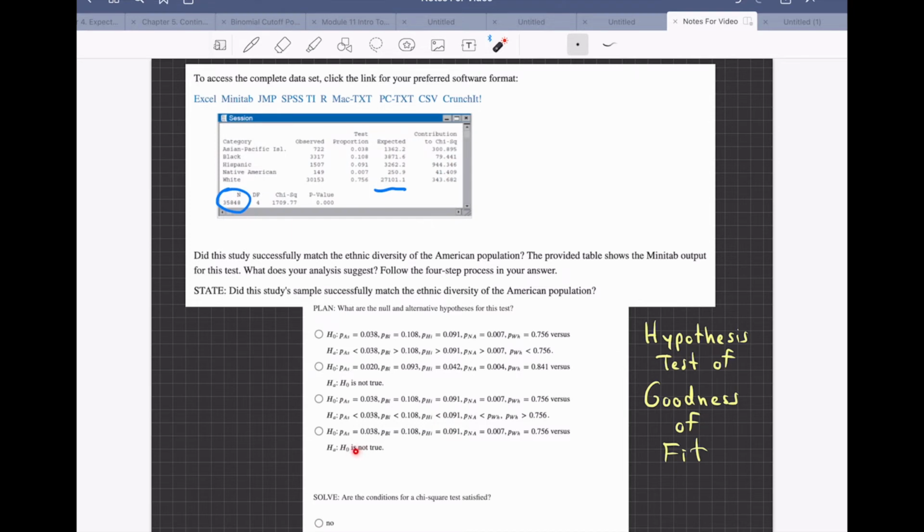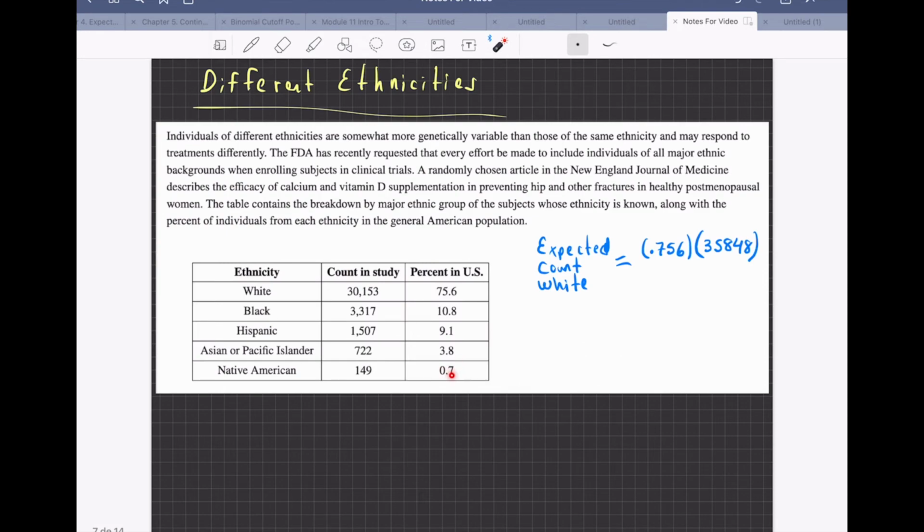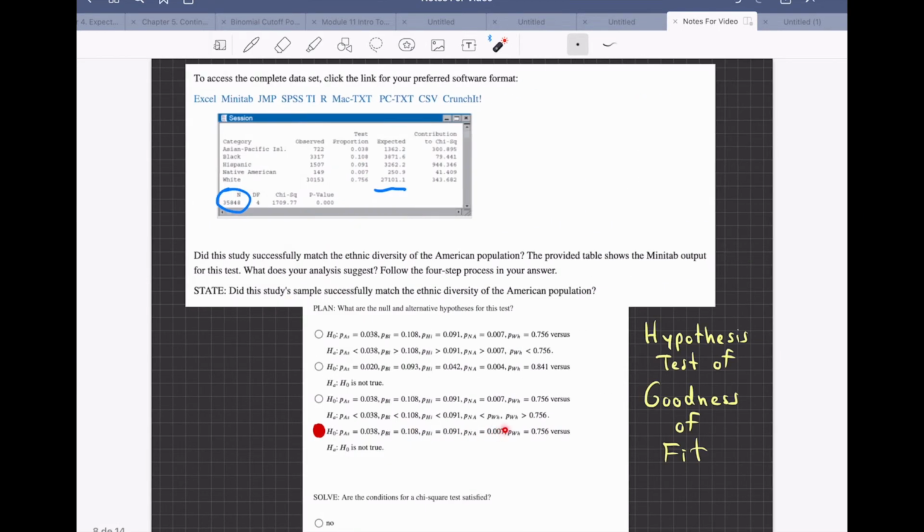So I think it's this one, right? Yeah, this one. Be careful because there is another one with the alternative, not H null, not true. But notice this one here for the Native American has 0.004, but that is not the true proportion. The proportion is this one, 0.7 divided by 100, 0.007. So be careful with that because this is kind of tricky, right?